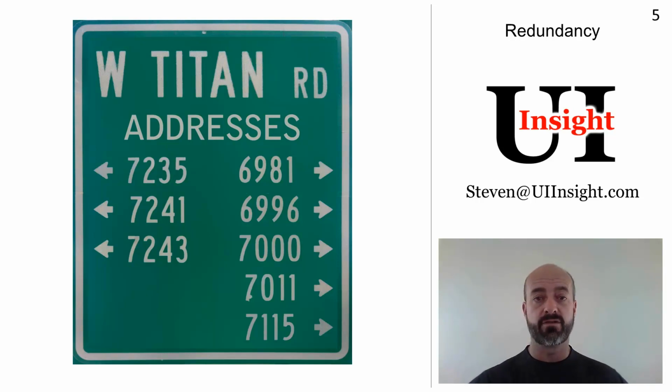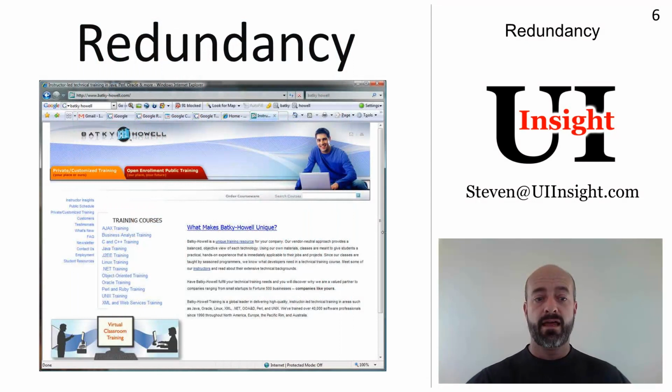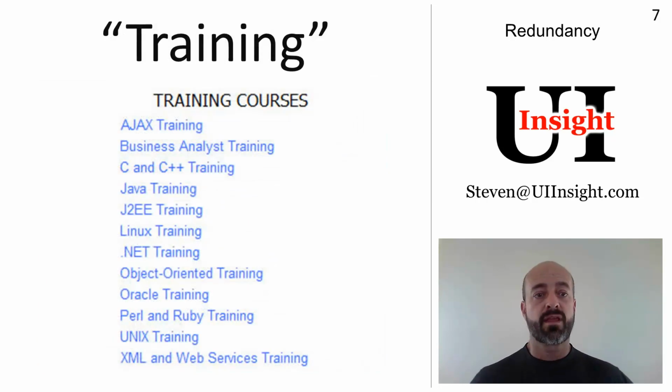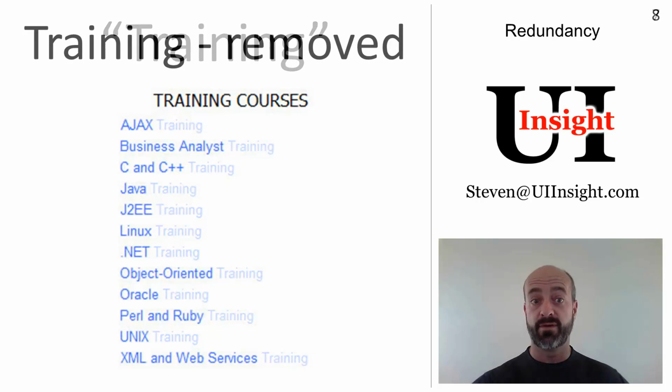So let's look at another example. This is a website for a local training company called Batke Howell, and let's zoom in on the training courses section. So this section is titled Training Courses, as you can see, and then it says Ajax Training, Business Analyst Training, C and C++ Training. So the point is training is very redundant here, and it's redundant to each element in the list, and it's redundant to the title. So naturally, it makes sense to remove the word training from each row.